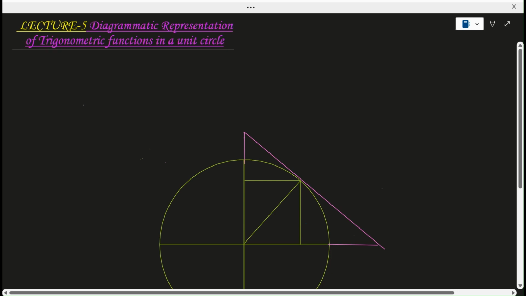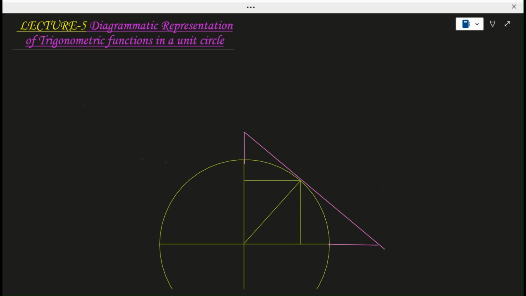Hello everyone. So today we are going to start with our lecture 5, that is diagrammatic representation of trigonometric functions in a unit circle. So till date we have studied the relation between a radian and a degree, and then we saw some of the trigonometric ratios and how to derive the different trigonometric ratios from one to another.